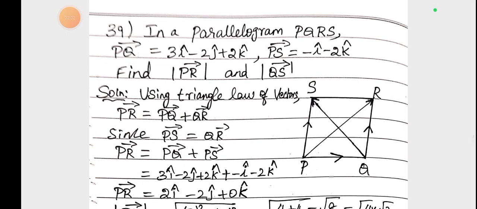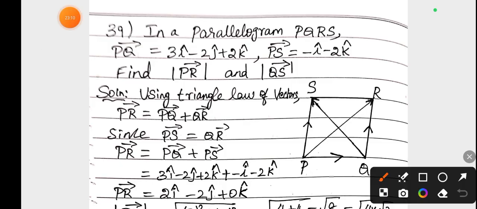Then going to the 39th question, children. In a parallelogram PQRS, PQ is given. What is PQ? PQ is 3i cap minus 2j cap plus 2k cap. PS is minus i cap minus 2k cap. Easy. They are asking the magnitude of PR and the magnitude of QS. Like a 3 mark question, easy.